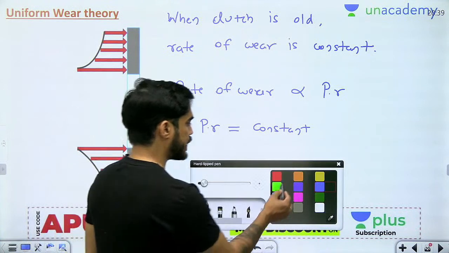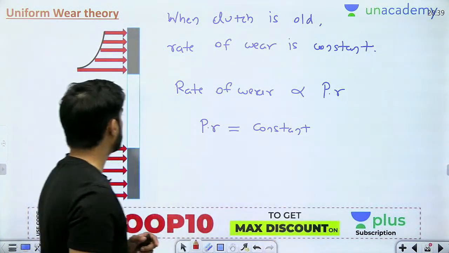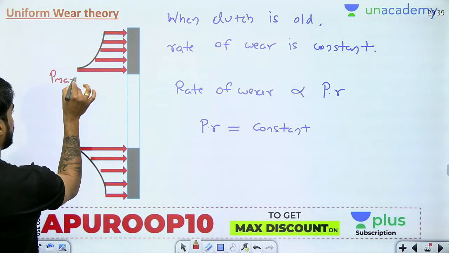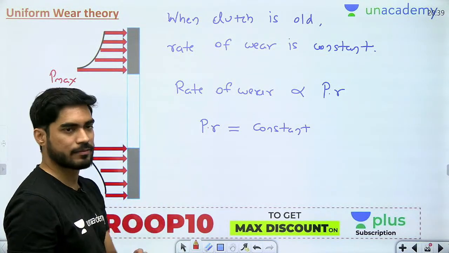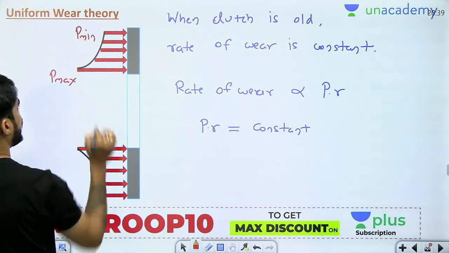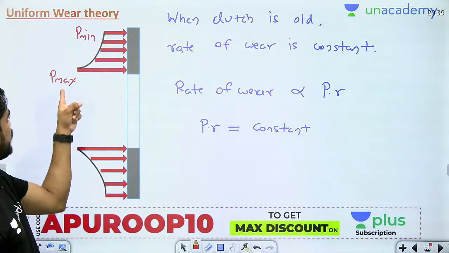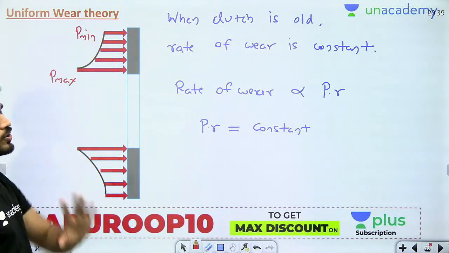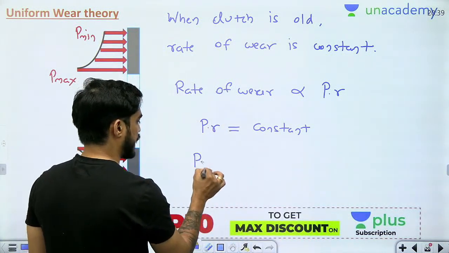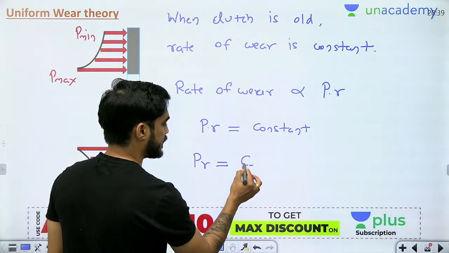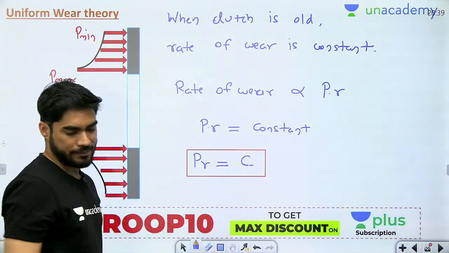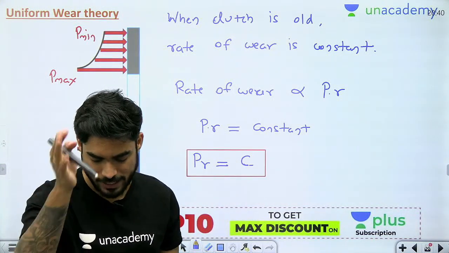What does it mean? It means that when R is minimum, P will be maximum, and when R is maximum, P will be minimum. So at R equals R1, P will be maximum, and at R equals R2, P will be minimum. Now, can I consider P into R as a constant C? Yes, I can. Remember this: I am assuming P into R is a constant value C.